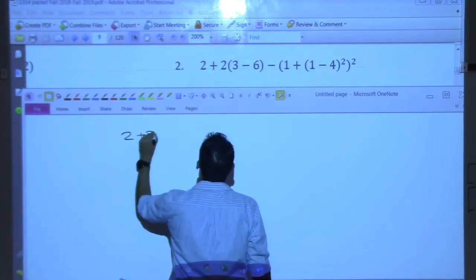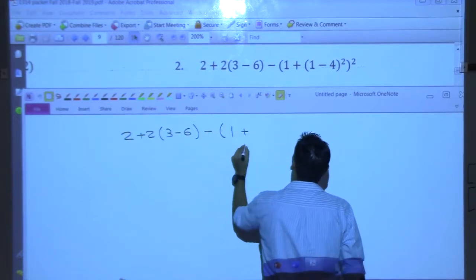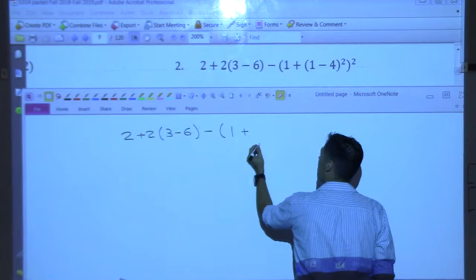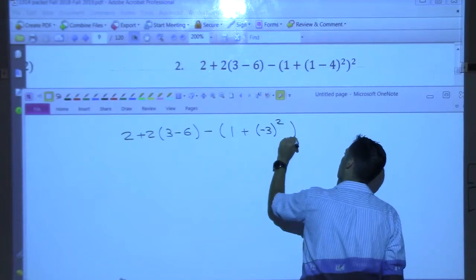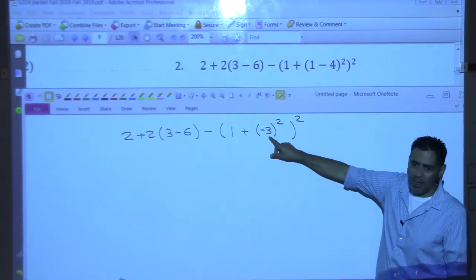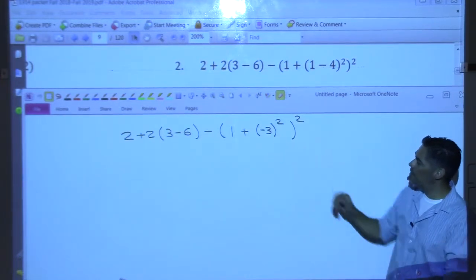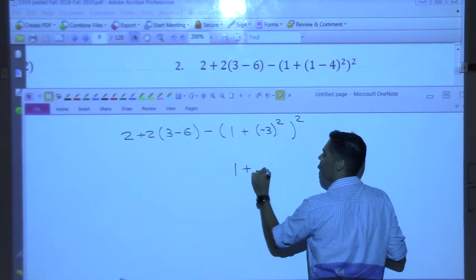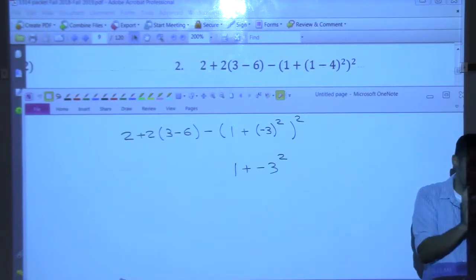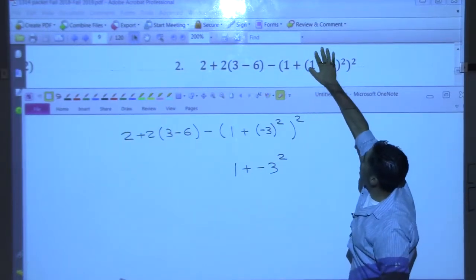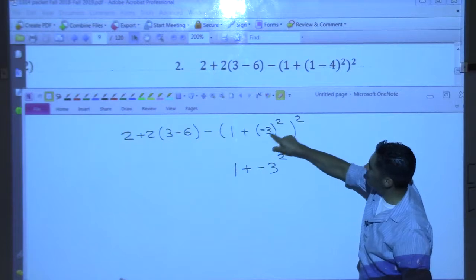So here we go. This is going to be 2 plus 2 parentheses 3 minus 6, close parentheses, minus parentheses 1 plus. You said that 1 minus 4 is -3, right? So I'm going to write it like this, -3, and then squared, and then close parentheses squared. So I put this -3 in parentheses. I did it for several reasons. The first reason is because it would be really weird if I wrote this, like plus minus. That would look weird. But that's not the real reason I need it. The real reason I need it is because whatever this is, it has to be squared, right? So what is this? It's -3, so I need to square the whole thing.